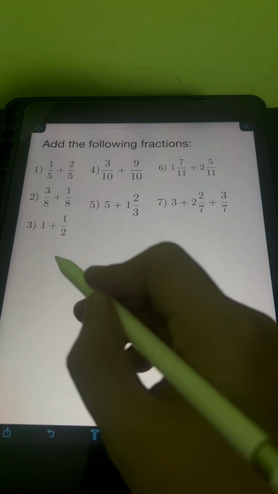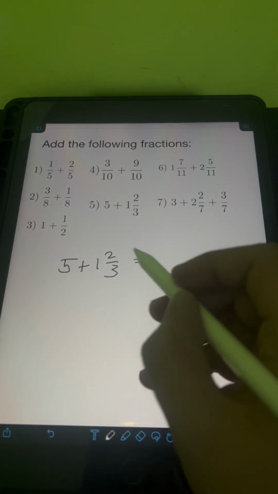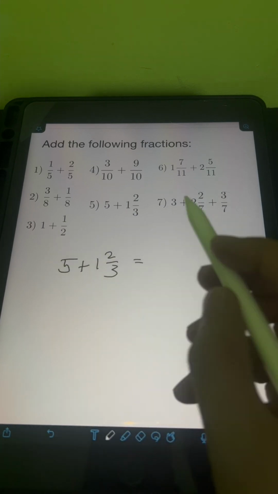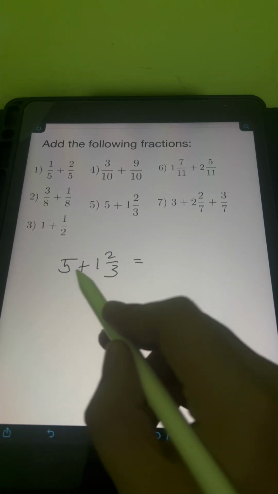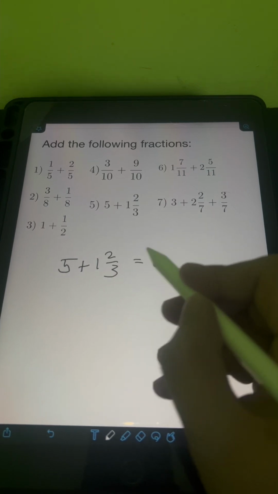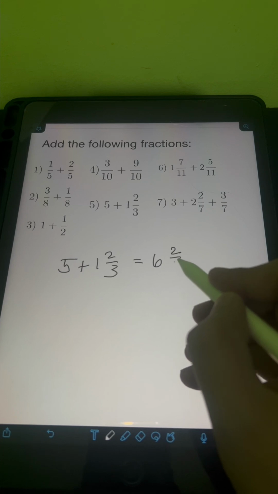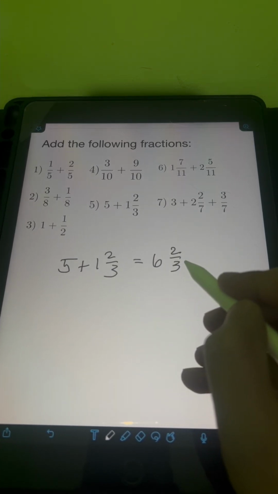Next, for number 5, we have 5 plus 1 and 2/3. This time we have a whole number plus a mixed number. Just like in number 3, we just need to add the whole numbers first. 5 plus 1, that's 6. And then just affix the fraction, making it a mixed number. So the final answer is 6 and 2/3.